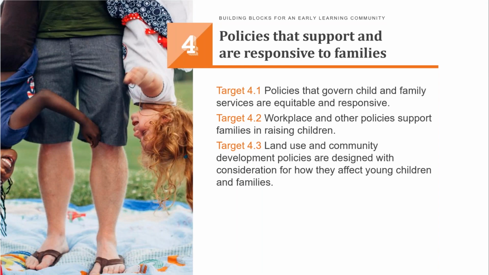And then we get to building block 4, which is about policies. Here we go from policies that govern child and family services, so your child care regulation and licensing rules, how your 4-year-old kindergarten is set up and doesn't meet the needs of families, all those kinds of things that we want to be implemented in an equitable way and be responsive to family needs.